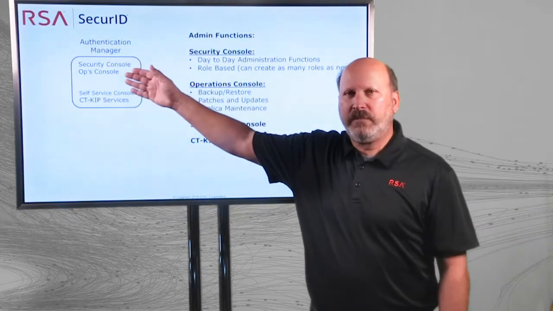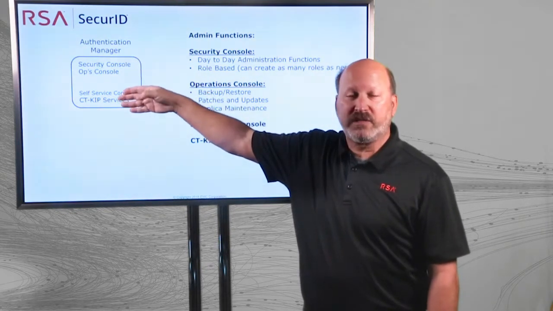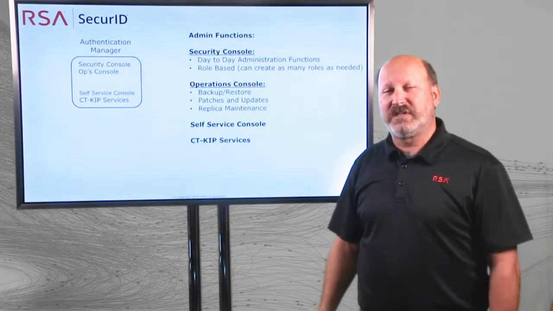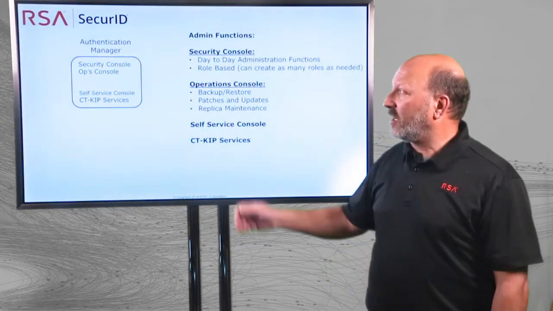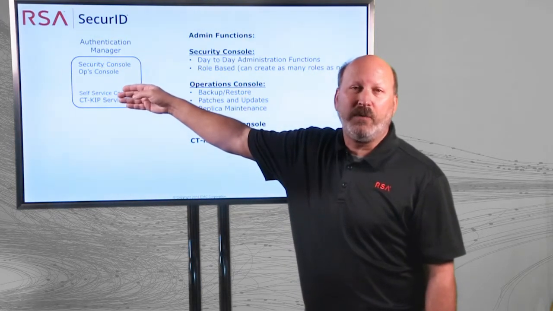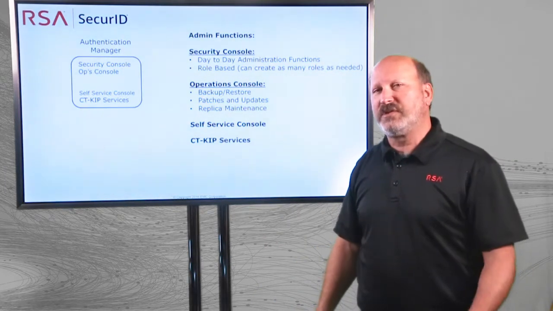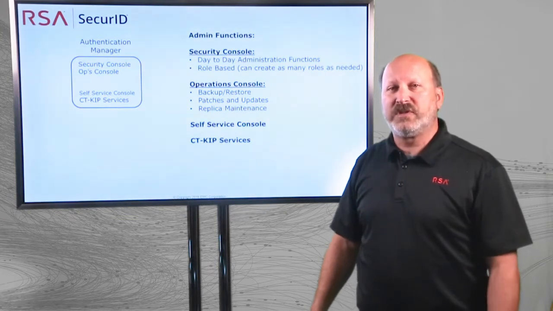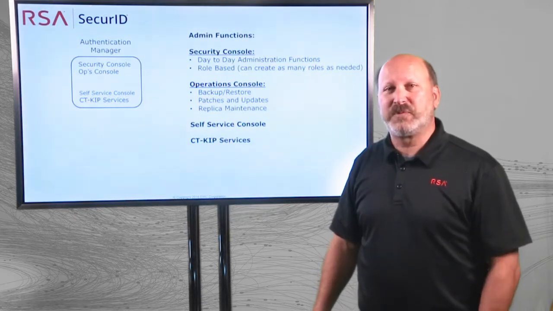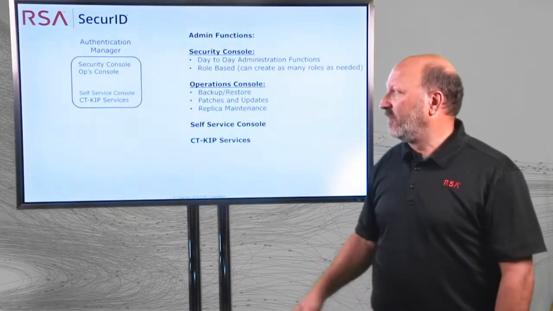When you deploy the VM for the very first time, your Authentication Manager, your SecurID server, you end up with a primary instance. What's running in that primary instance is the security console, the operations console, the self-service, and CT-KIT. What I want to talk about first off is that you're never going to use these services in the primary. We have a better way of doing it. The security console is your day-to-day administration: adding users, deleting users, assigning tokens, management. The operations console is for maintenance, patches, creating replicas, backups, and restores. We keep a separation of duty so that different users can have different responsibilities.